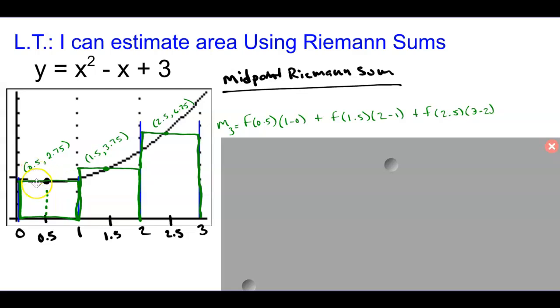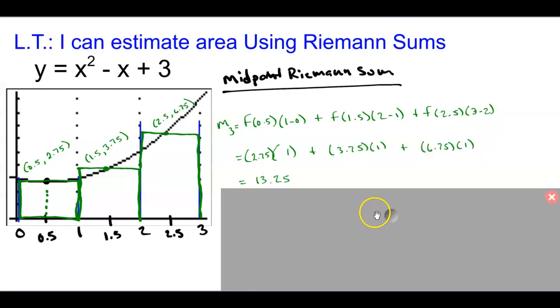All right, so I took 0.5, plugged it in, and I got the output. I took 1.5, plugged it in, and got its output, and I plugged in 2.5 and found its output. So now we have to find the area of each rectangle. Well, the area of the rectangle is the height times the width. So f of 0.5 times 1 minus 0. And then f of 1.5 is the height, that's the output, times 2 minus 1, and f of 2.5 times 3 minus 2.